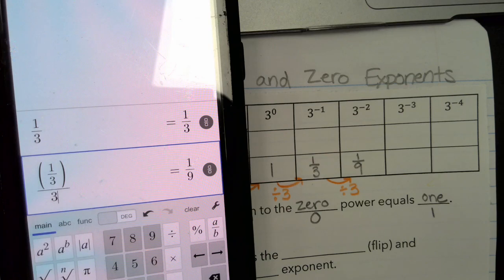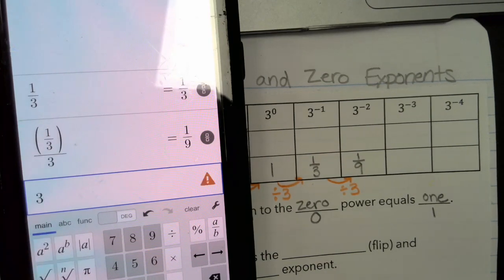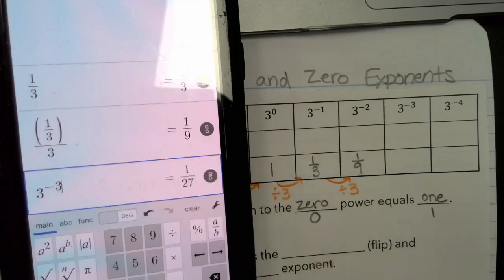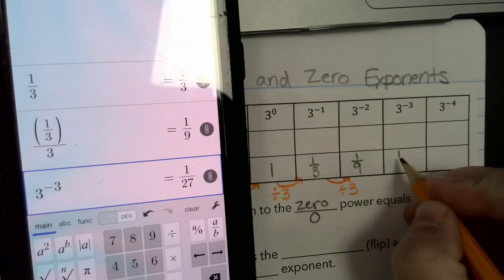Alright, now we could put it in our calculator. Our calculator does know how to do negative exponents with actual numbers. So I could put in 3 to the negative third power. And we get 1/27. 9? Oh, yeah, I just saw that.